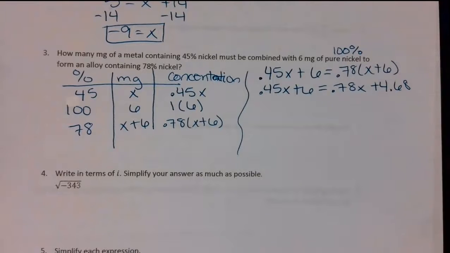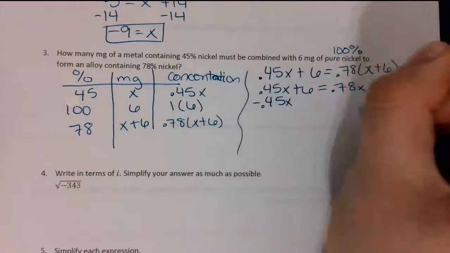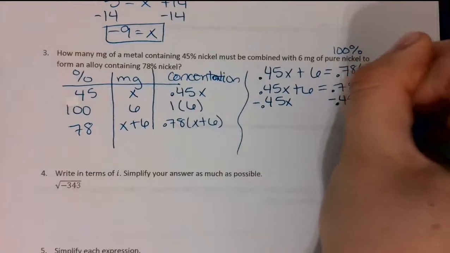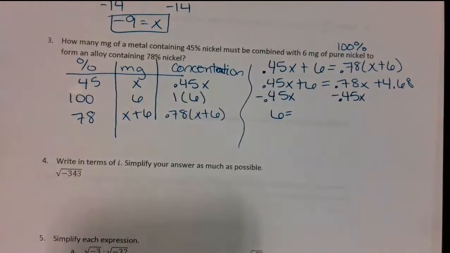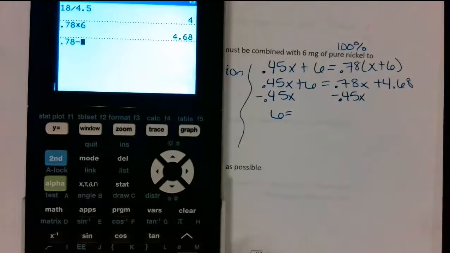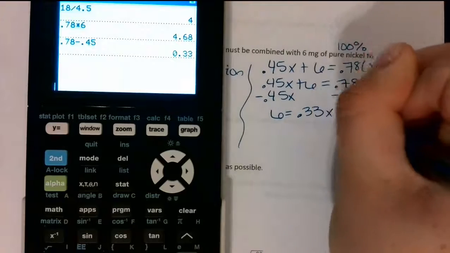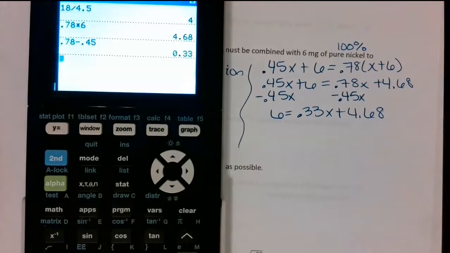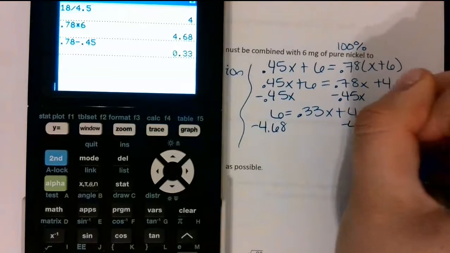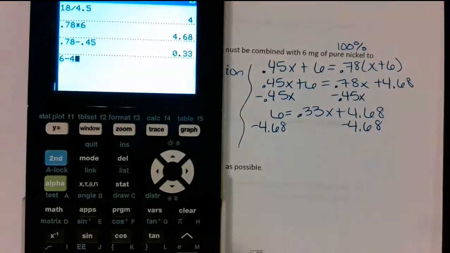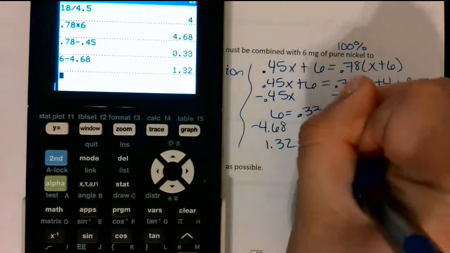Then I want to go ahead and get all of my variables on the same side. So I'm going to subtract 0.45x on both sides. I'm left with 6 on the left. 0.78 minus 0.45 gets me 0.33x plus 4.68. Then I want to subtract the 4.68 on both sides. And I get 1.32 equals 0.33x.